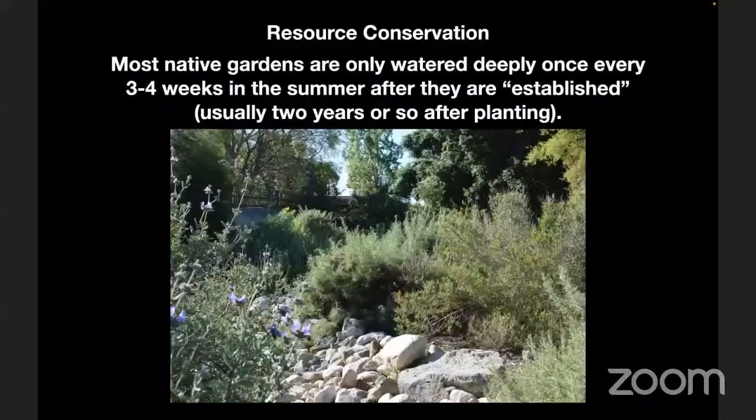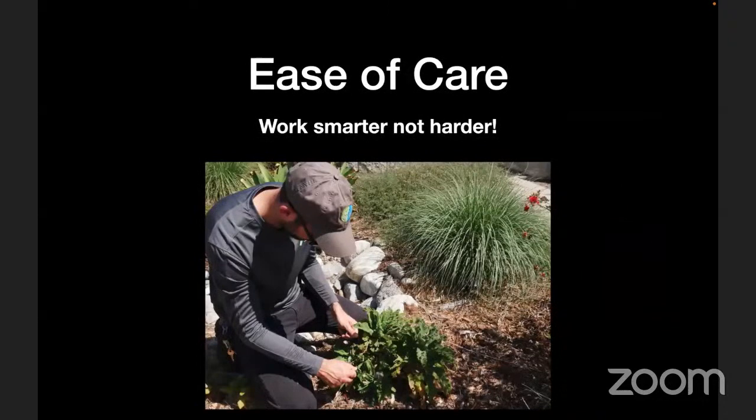Resource conservation is definitely part of it. Like I mentioned, most native gardens are only watered deeply once every 3 to 4 weeks once they're established, that's 2 years or so after planting. First year, you're going to be watering deeply about once a week and then kind of tapering off once things grow in.